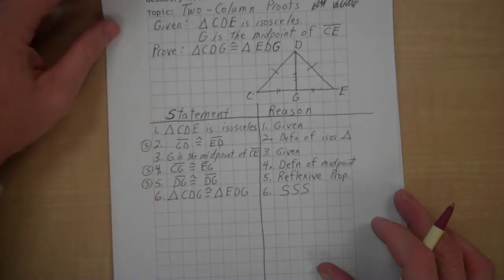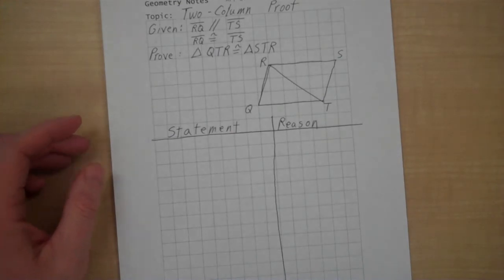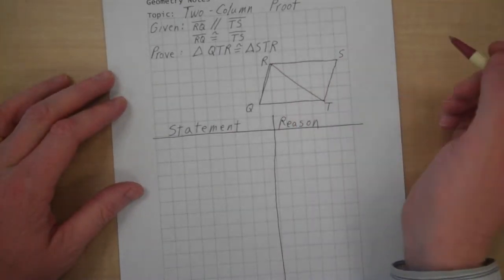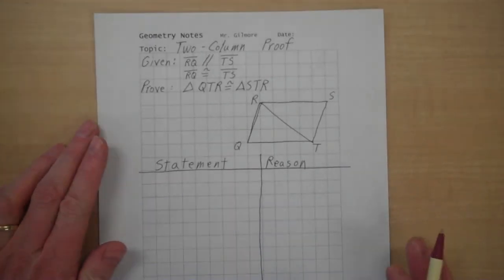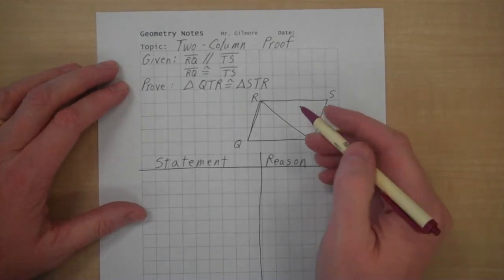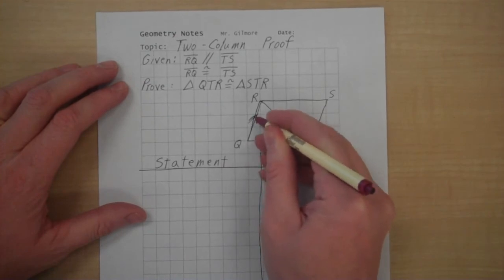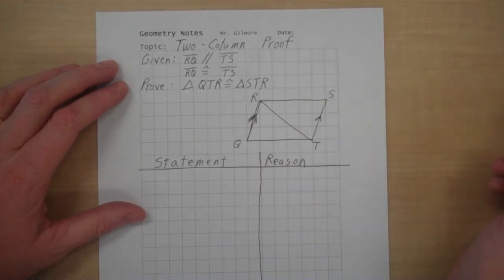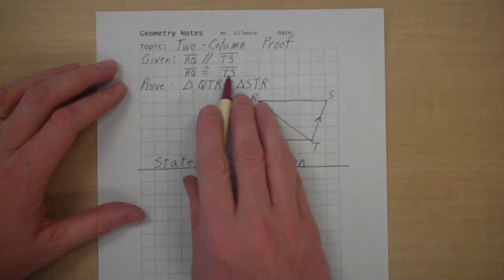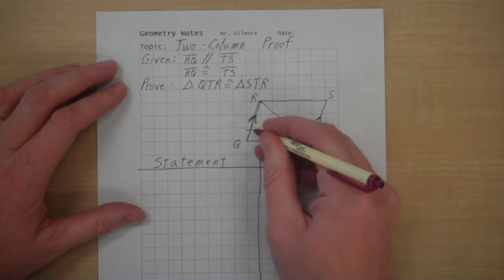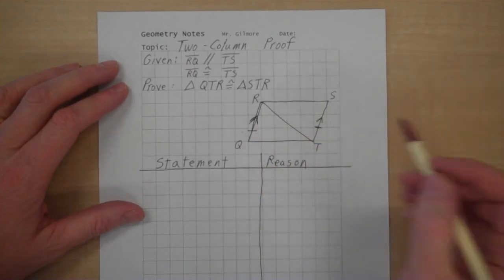Okay, I have one more for you. Okay, we are given here that segment RQ is parallel to segment TS. So let me just put those arrows in there. That's what you do to mark that two lines are parallel. We are also given that segment RQ is congruent to segment TS. So let me put a mark on each side to say that this side and this side are congruent.